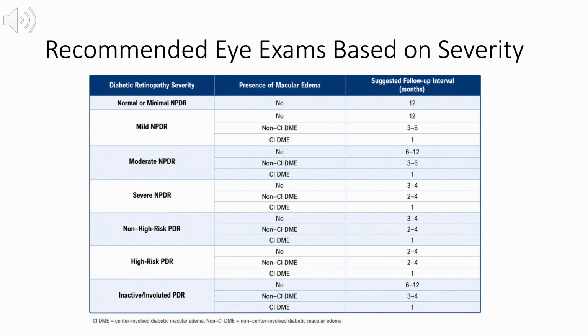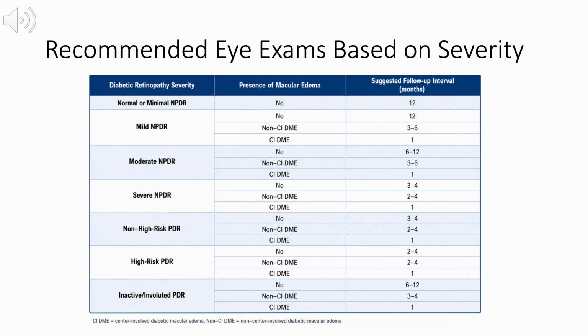This table presents the comprehensive management table, which extends the screening schedule we just discussed by cross-referencing retinopathy severity against the presence of macular edema. The rows list the severity of retinopathy in ascending order, normal or minimal NPDR at the top to high-risk PDR at the bottom. Each severity level is then subdivided by the presence of diabetic macular edema: no DME, non-center involving DME, or center involving DME.